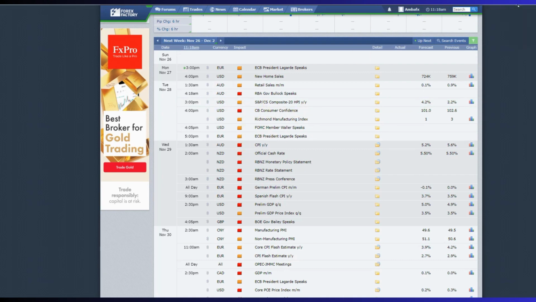If this number comes out weaker than expectation, we should continue seeing the dollar weakness. But if it comes out stronger than expected, then we should see US dollar strength coming into the market. That is on Tuesday, 4 p.m. Nigerian time, so watch it. And then later that day, we have the FOMC members speech on Tuesday. That is 5 minutes after the consumer confidence news is dropped.